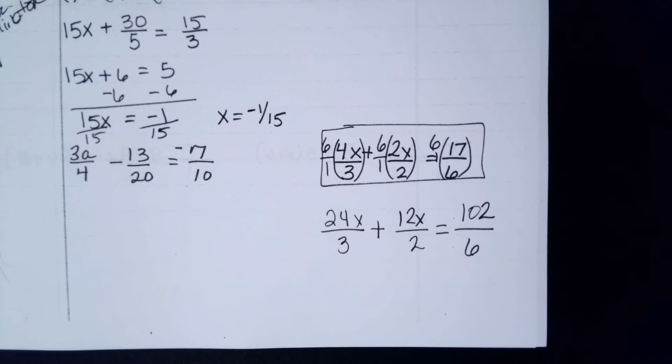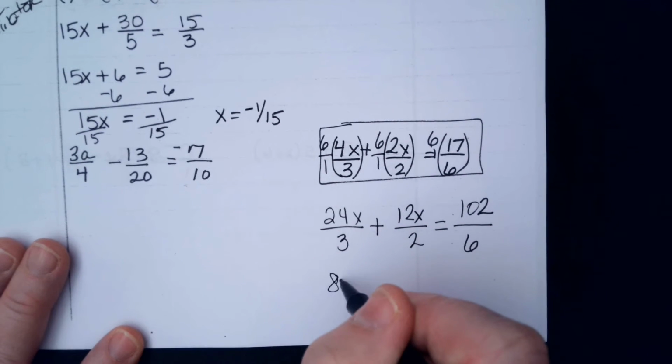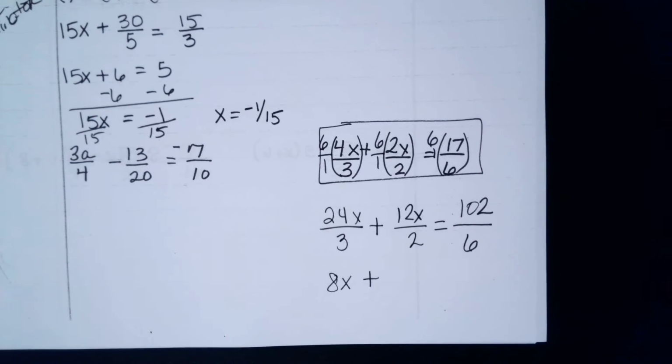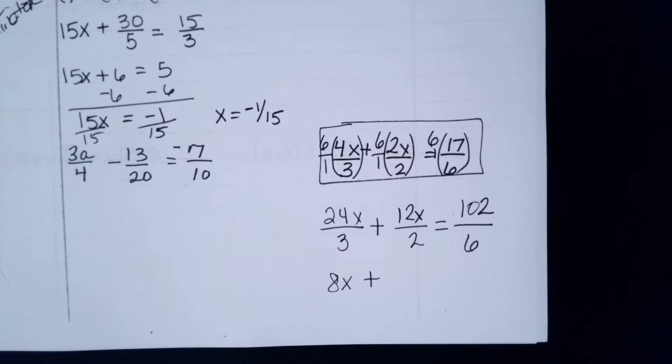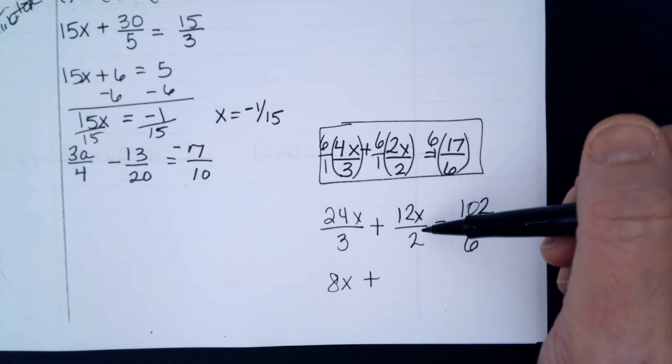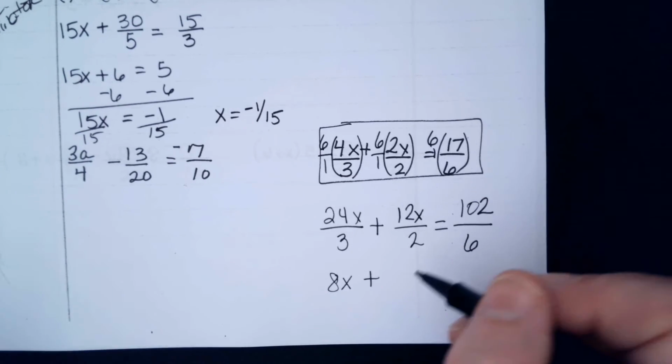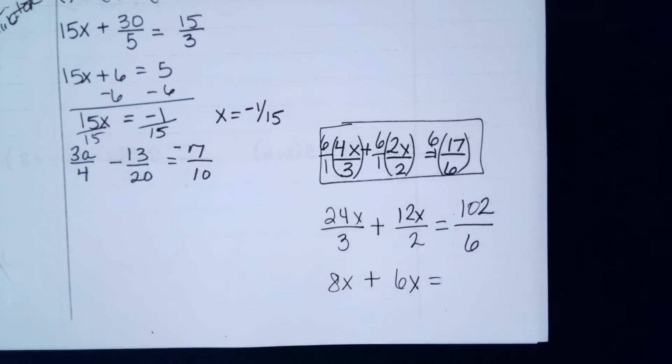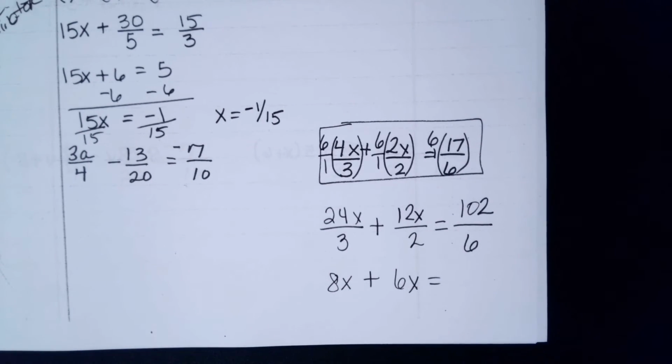So let's work through that part. 24x over 3. Rowan? 8x. And 12x over 2. Edward? Right here. 12 over 2? Yes. 6x. And then 102 over 6. Yes. 17.